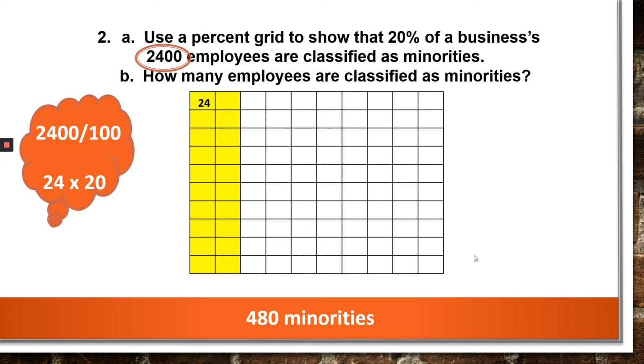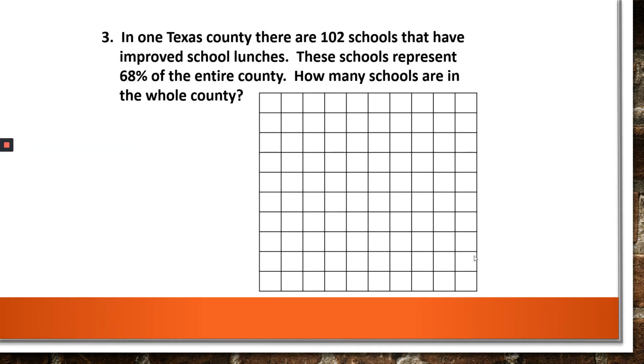Good job. Next problem. In one Texas county, there are 102 schools that have improved school lunches. These schools represent 68% of the county. How many schools are in the whole county? Well, this is different because we don't know the whole. But what do we know?